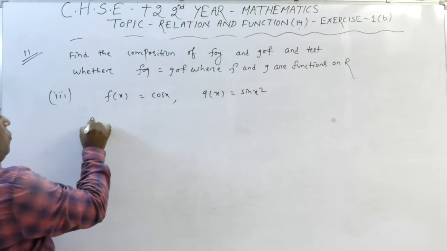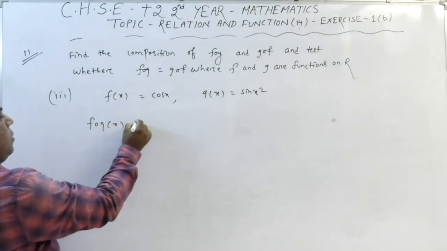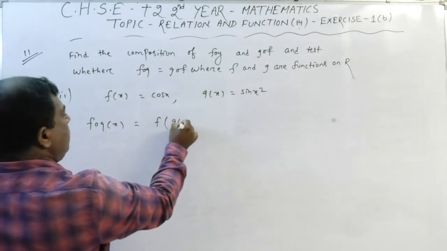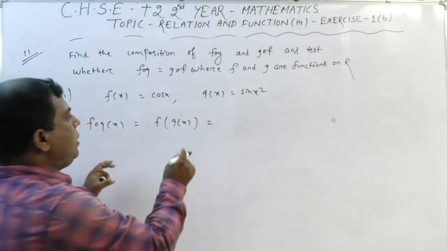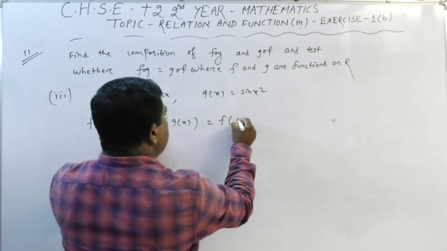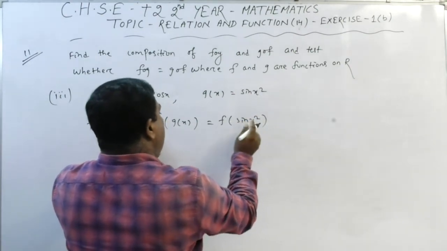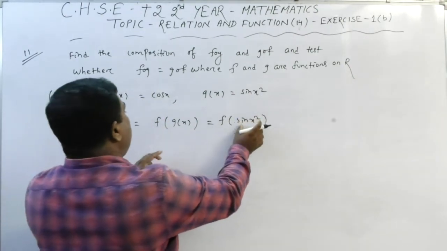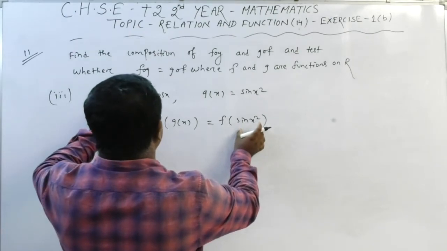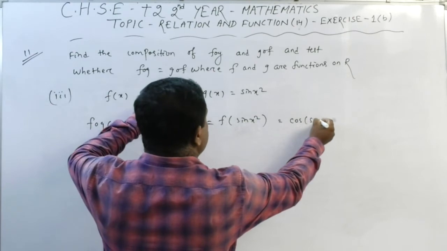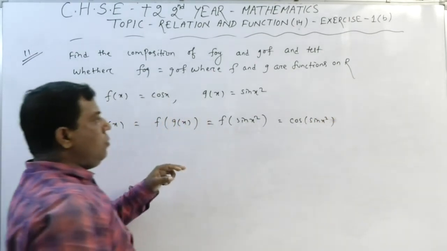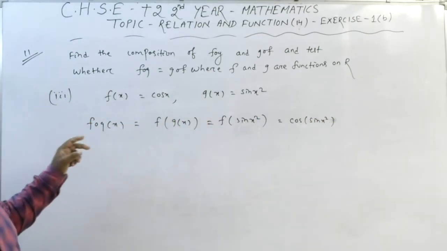Now we have to find out fog of x. What is fog of x? It is f of g of x. As you see, what is g of x? It is sin of x square. Now what does the function f do? It converts the element, so it is cos of sin x square. Okay, so that is the way to find out fog.